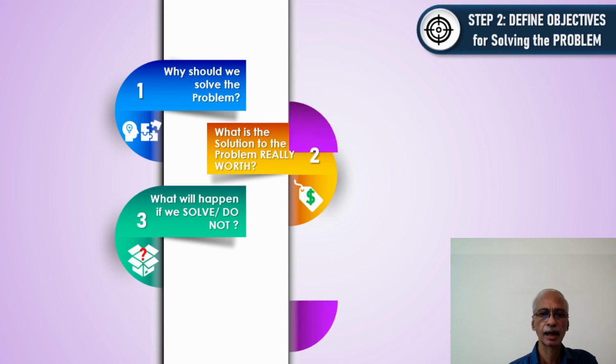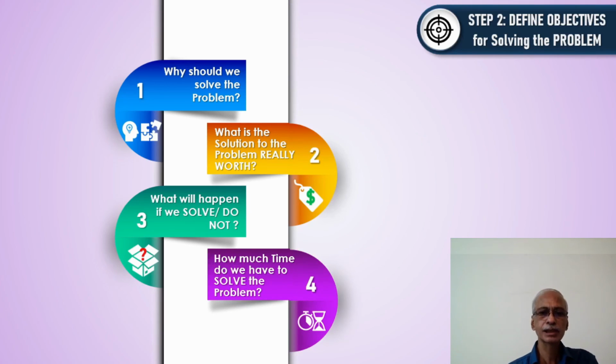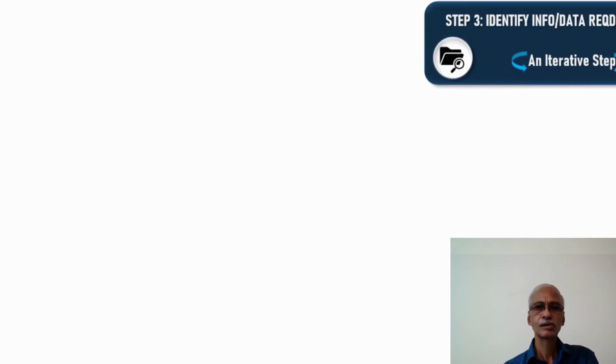What is the penalty? And the fourth question is, how much time do we have to solve the problem? And of course, time, effort, energy, cost, all that is included in that question. Let's go to step 3.